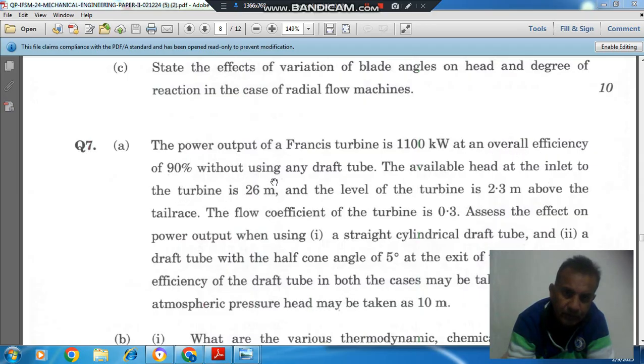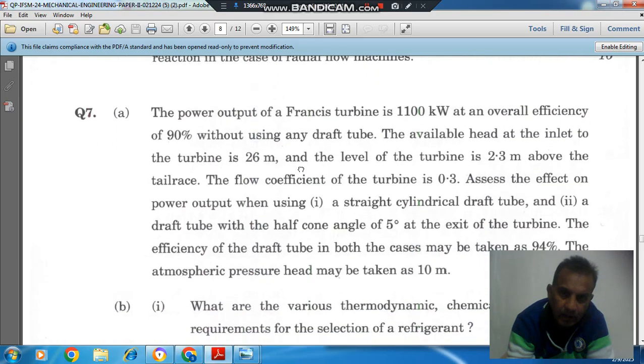without using any draft tube. The available head at the inlet to the turbine is 26 meter and the level of turbine is 2.3 meter above the tail race. The flow coefficient of the turbine is 0.3.